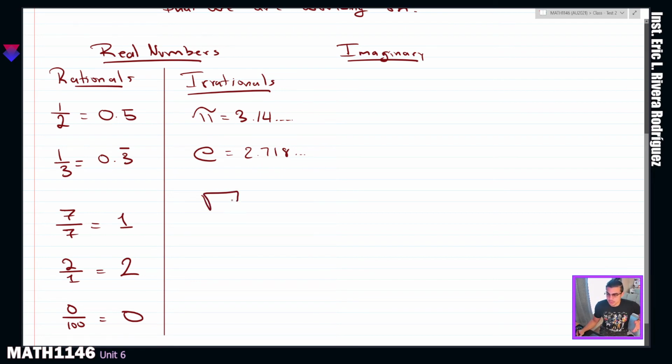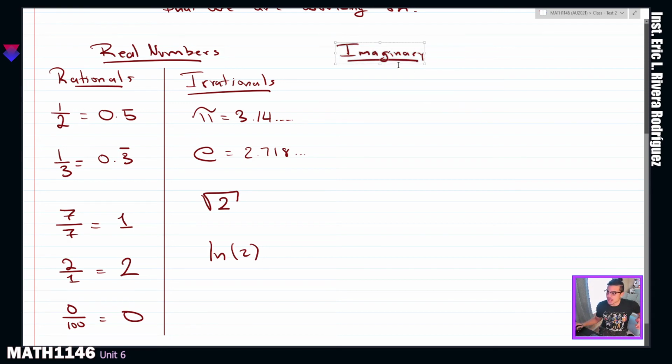Another one, square root of 2, natural log of 2. Okay, all these four are examples of irrational numbers, numbers that we cannot put into fractions.